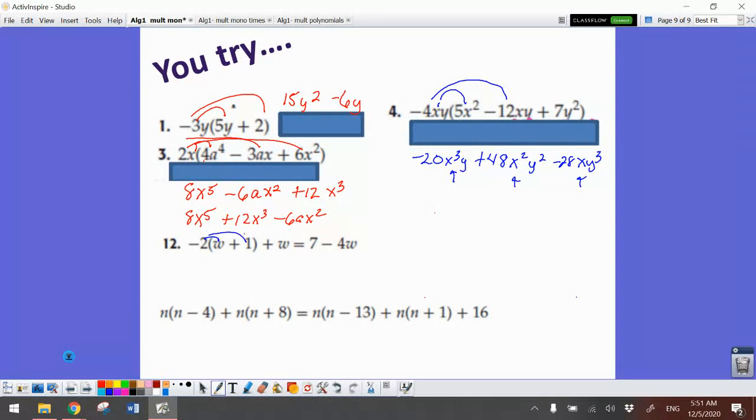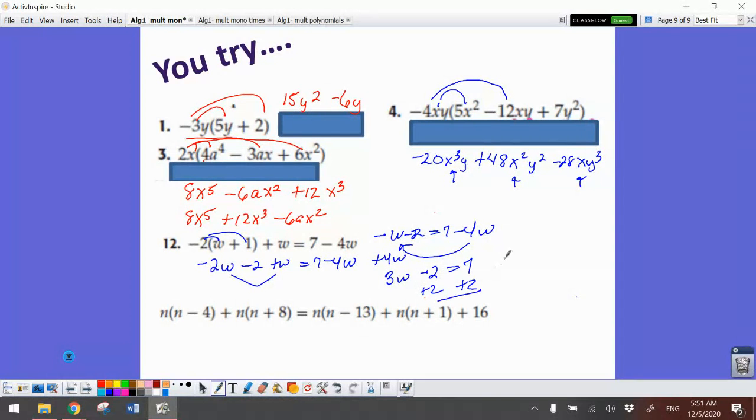Okay, if I solve this guy, negative 2w minus 2 plus w, 7 minus 4w. I have, if I simplify here, that's going to give me a negative w minus 2, 7 minus 4w. I'm going to move my negative 4 by adding. So 3w minus 2 is 7. Add my 2. 3w equals 9. W equals 3.